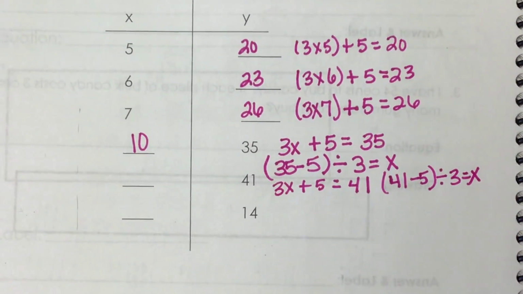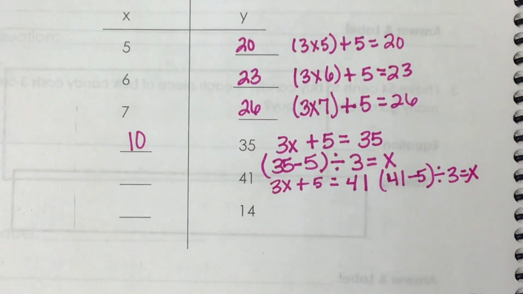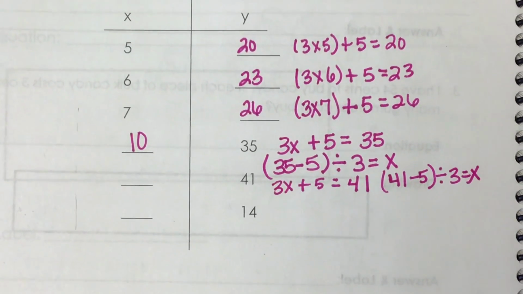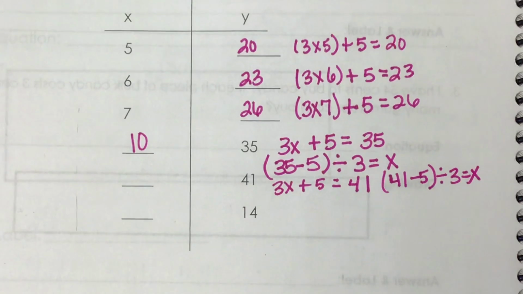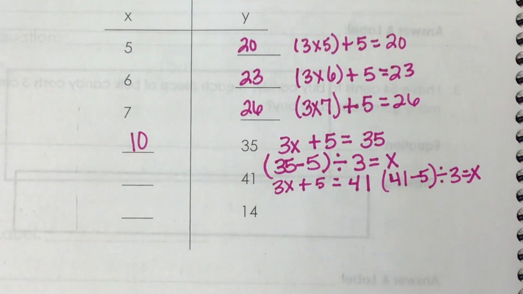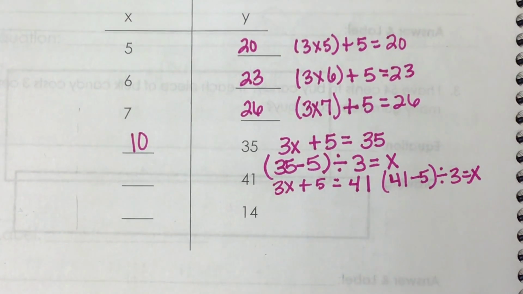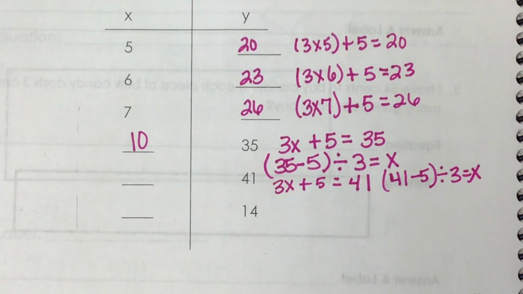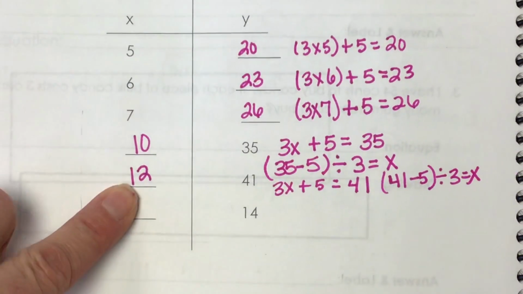So Noah, what is 41 minus 5? 36. What is 36 divided by 3? You can do 30 divided by 3 and 6 divided by 3 to get 2 partial quotients. Ethan? 36 divided by 3 is 12. So our x is equal to 12.